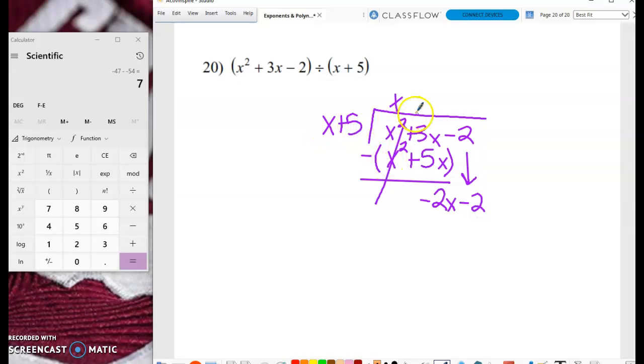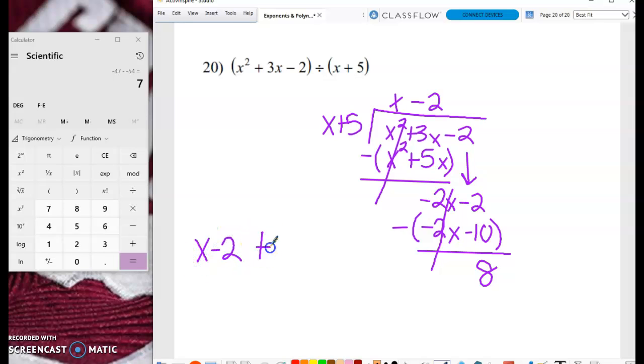So x needs to be multiplied by negative 2 to get negative 2x. And then 5 minus negative 2 is negative 10. So subtracting these are going to cancel. Negative 2 minus a negative 10 is a positive 8. So we once again get a remainder of a positive 8. So my answer is going to be x minus 2 plus 8 over x plus 5.